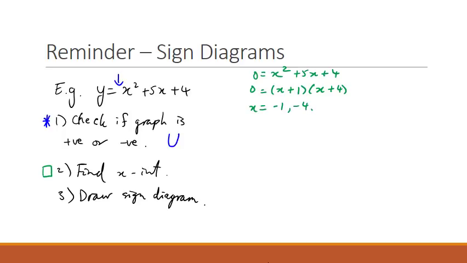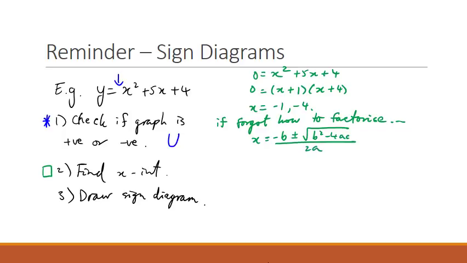If you forgot how to factorize, you could always use the quadratic formula, which is x equals -b plus or minus square root of b squared minus 4ac all over 2a. And that's for any equation y equals ax squared plus bx plus c. That's if you forget. If you remember, it's okay, it should work out.